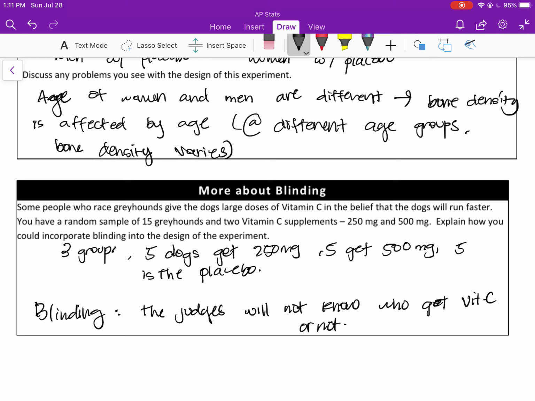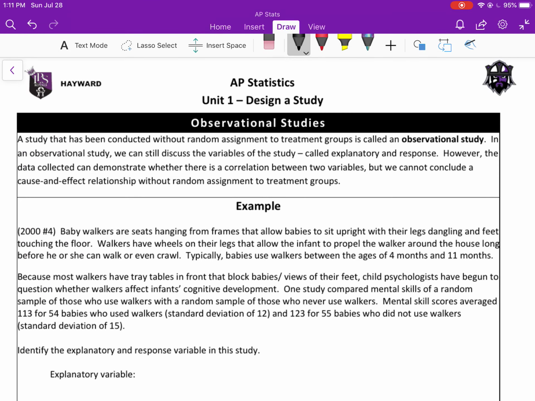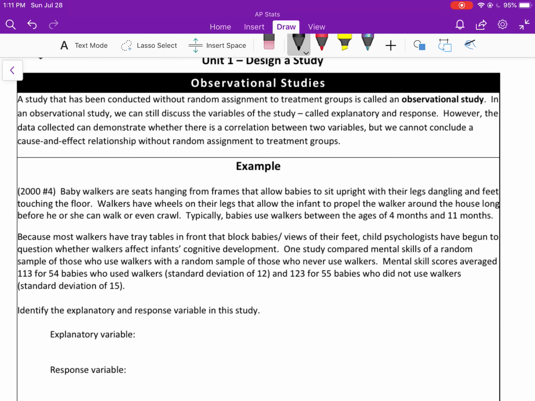Okay, let's go ahead and move on to the next page. We're almost done with lesson 4. So here we've been talking about experiments up until this point, where random assignments had occurred and people were given treatment groups. We're now going to talk about observational studies. So a study that has been conducted without random assignments to treatment groups is called an observational study.